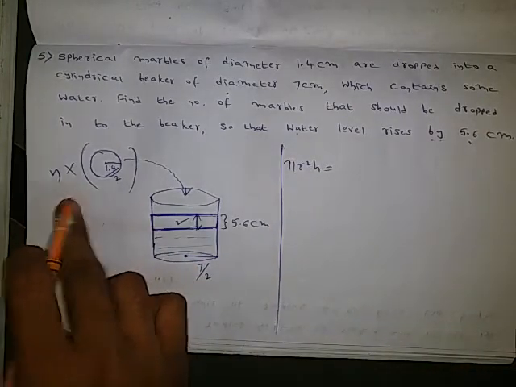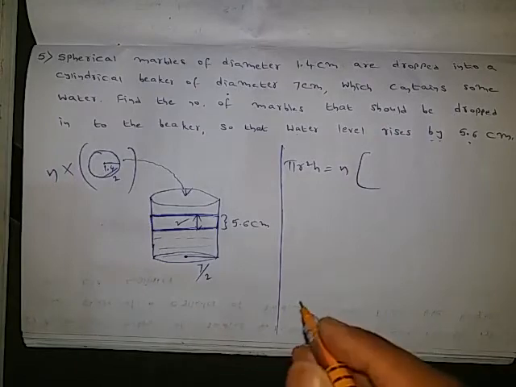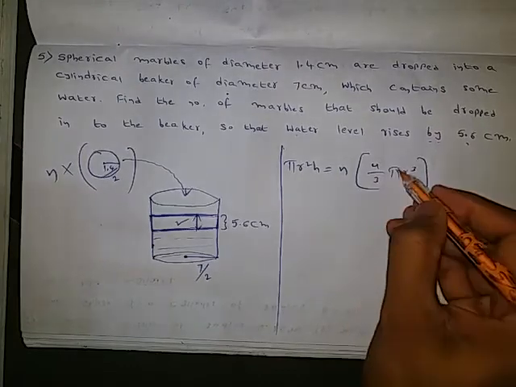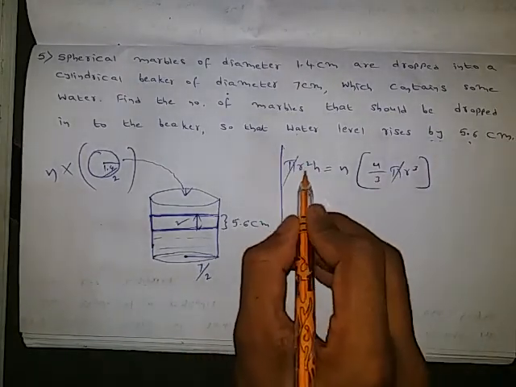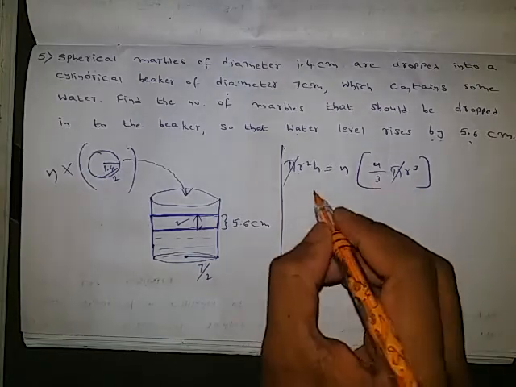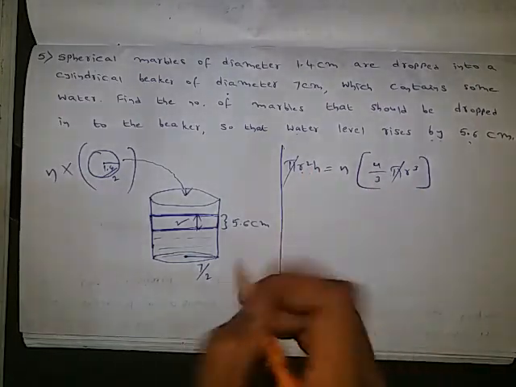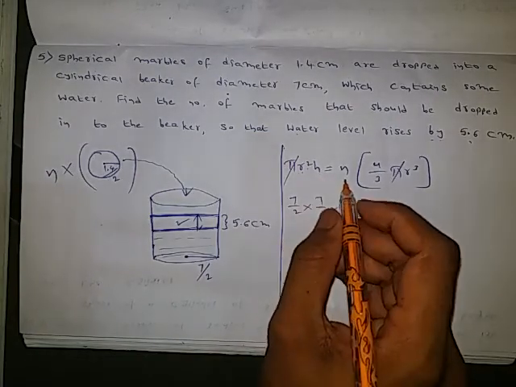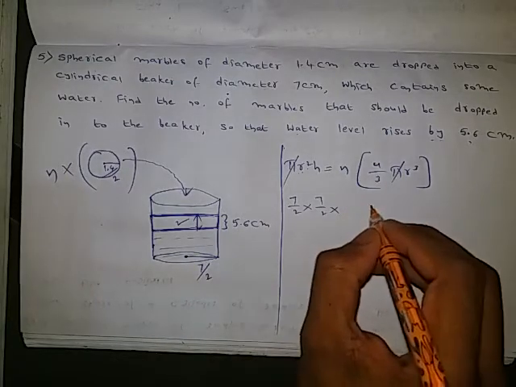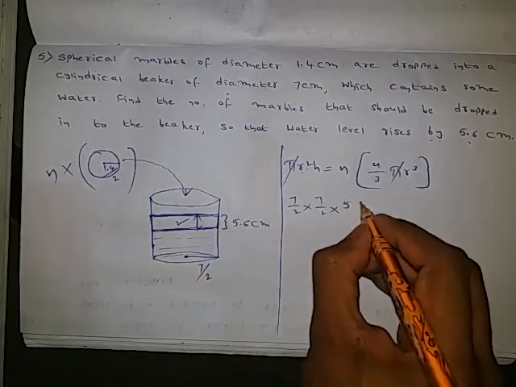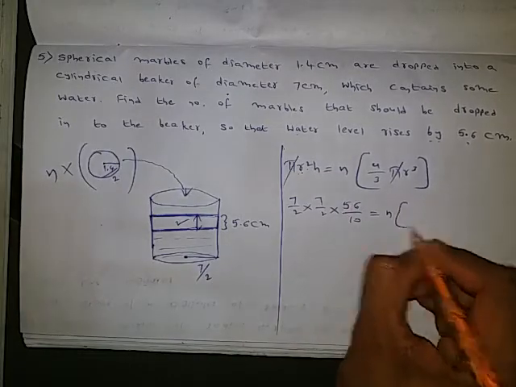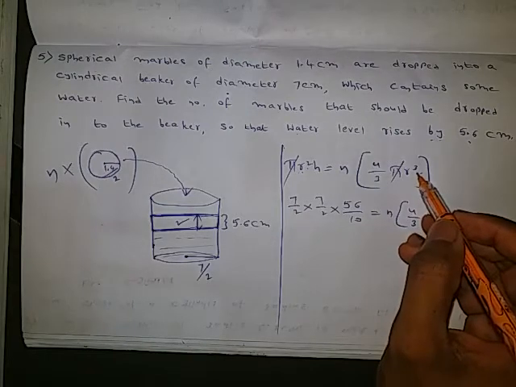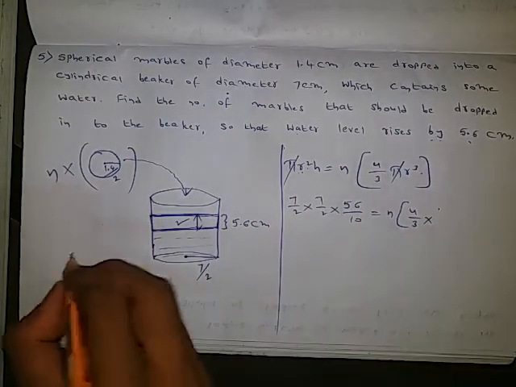So many spherical marbles we are dropping. So n into volume of each sphere, 4 by 3 pi r cube. Here pi will get cancelled, so we remain with r square h is equal to n into 4 by 3 r cube. R square, radius of the cylinder, 7 by 2 into 7 by 2 into height of the cylinder, that is 5.6, nothing but 56 by 10, which is equal to n into 4 by 3 into r cube, radius of the sphere, that is 1.4 by 2.